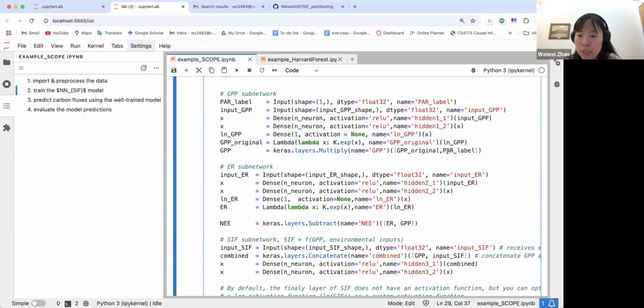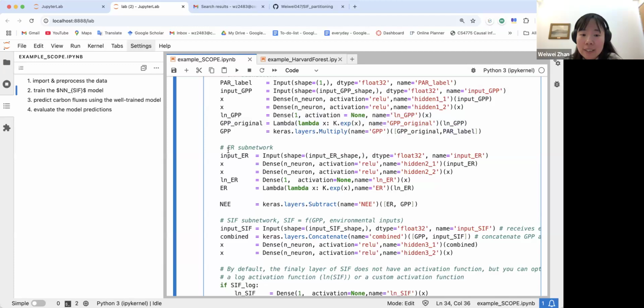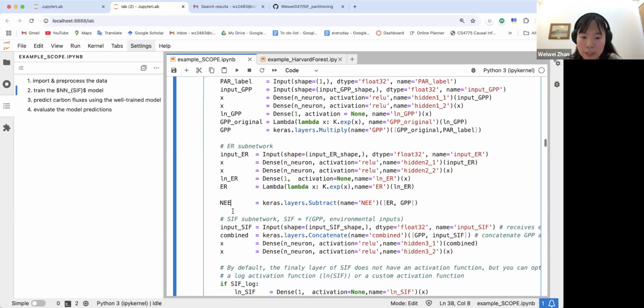And then we multiply it by a PAR label to constrain nighttime GPP to be 0. And then this is the subnetwork for respiration. It follows a similar structure, and we further take the difference between respiration and GPP to get the NEE estimates.